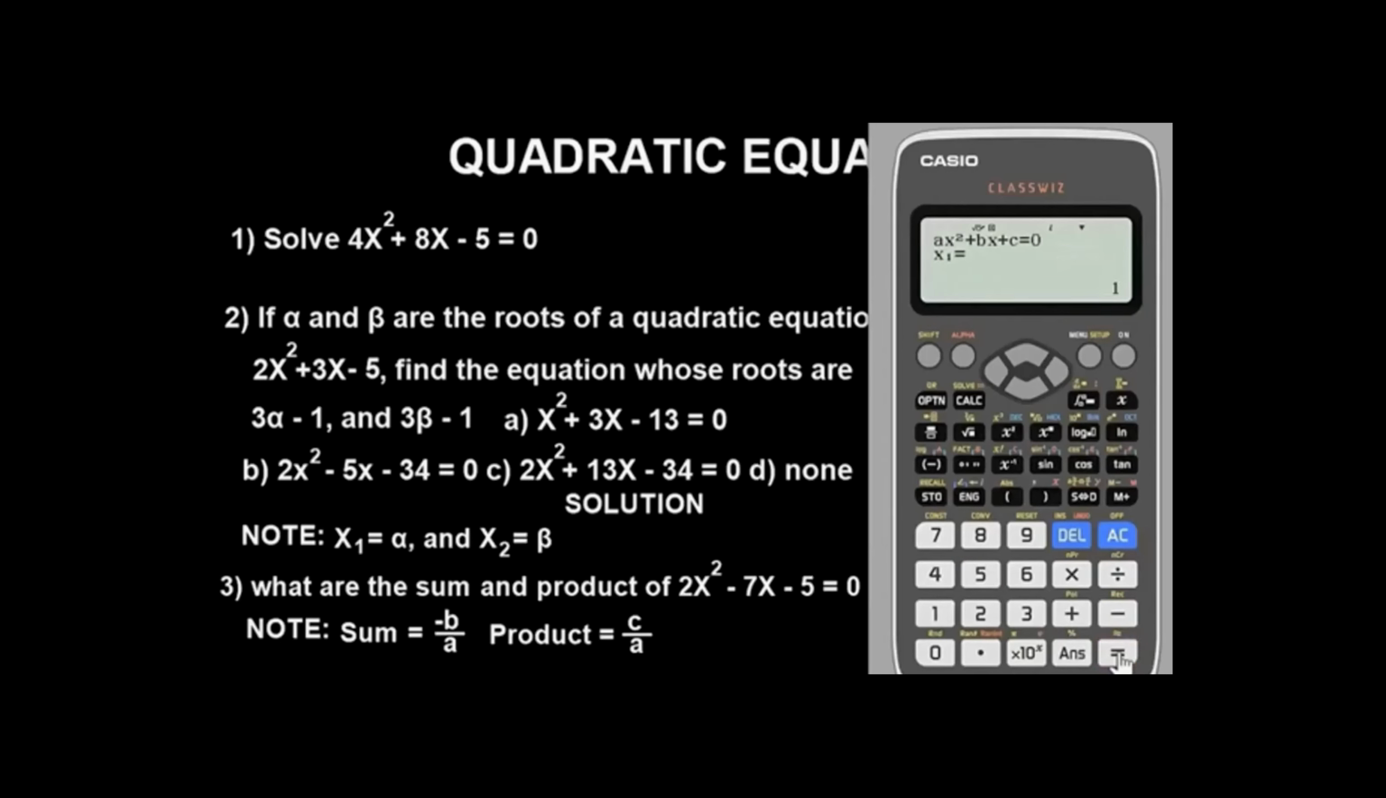So we have our x1 to be what? 1. And we have our x2 to be what? -5/2. You can change it to decimal. If you want to put it in decimal, you press SD and you have -2.5. So guys, we have x1 to be 1 and x2 to be -2.5. Having gotten these two values, there is a reason I wrote this solution here. I said note x1 is our alpha and x2 is our beta.